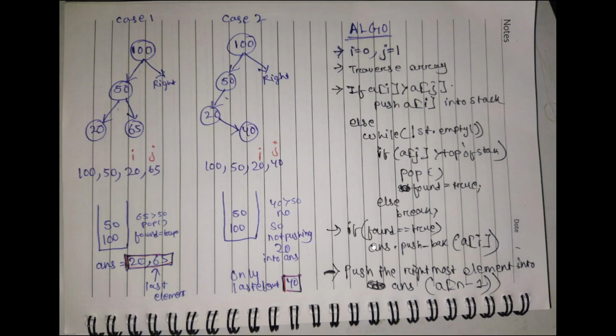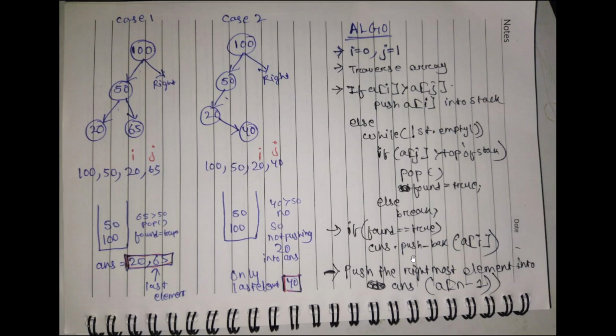If found is true, then we push back a of I. Here we break out of the loop: we pop 50, then 65 is greater than 100, that is false, so we break. Then we check if found is equal to true. If found is true, it means we found a leaf node, and which is the leaf node? That is a of I.